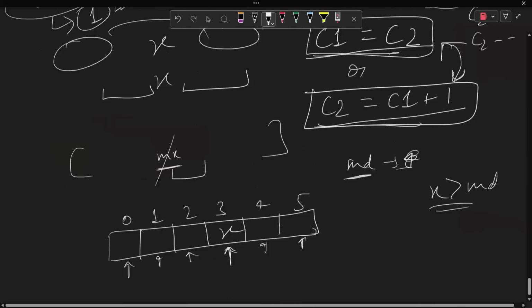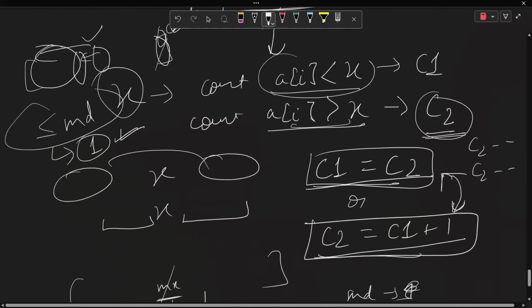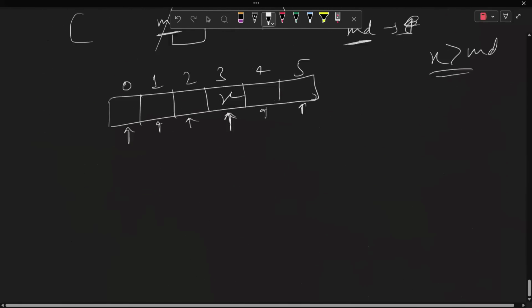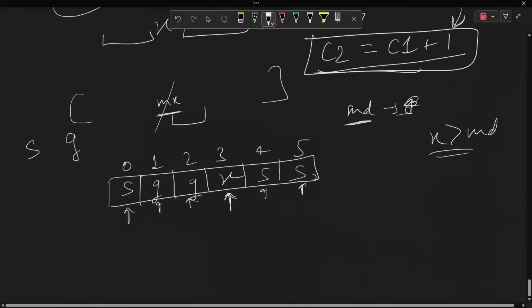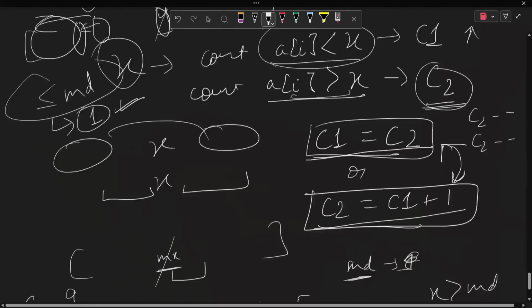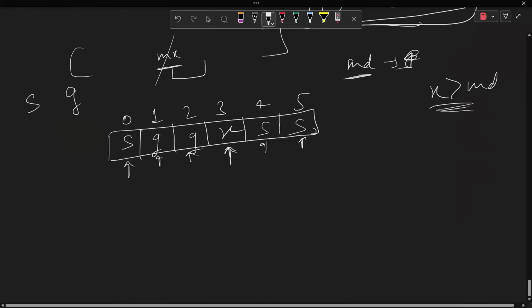Here, since x was greater than the median, the count of elements less than x would have increased. So now I'm denoting the smaller elements with S and greater elements with G. Let's say this is a smaller element, this is greater, this is also greater, these are smaller. So we have three smaller elements and two greater elements. We have more smaller elements, fewer greater elements. That would happen for x greater than the median.